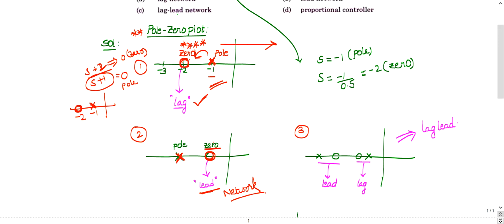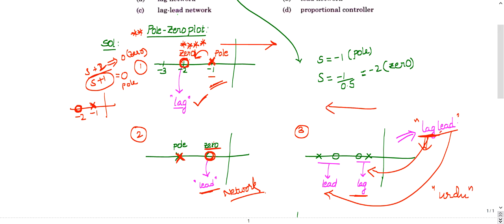So let us come back to the lag-lead network. When can you call a network a lag-lead network? Now you understood what a lag network is: the zero is lagging. Lead network: the zero is leading. So lag-lead means the first term is lag, and that first term should always be near the origin. Second, you should go in a language similar to Urdu, so you should write like this. Lag means first you plot lag.